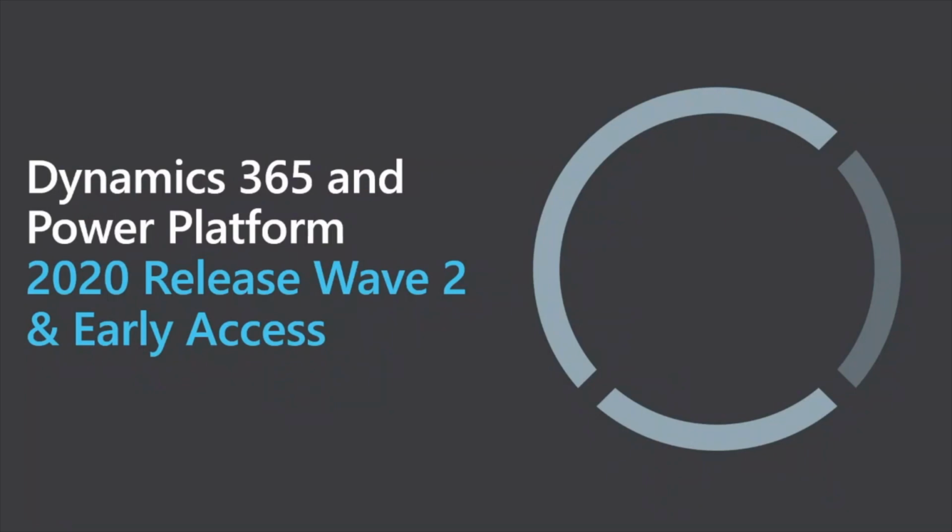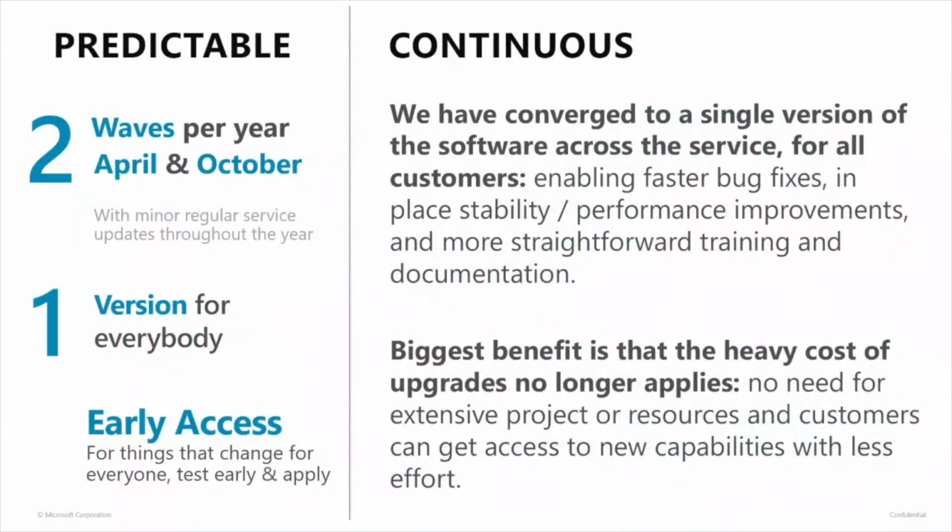So let's actually get through a lot of this first by addressing our release cycle and cadence. For both Dynamics 365 and Power Platform, and both of those are intertwined together for Dynamics 365 customers, we have 2 releases a year. The one right now that we're addressing is the 2020 release wave 2. So we have 2 major releases.